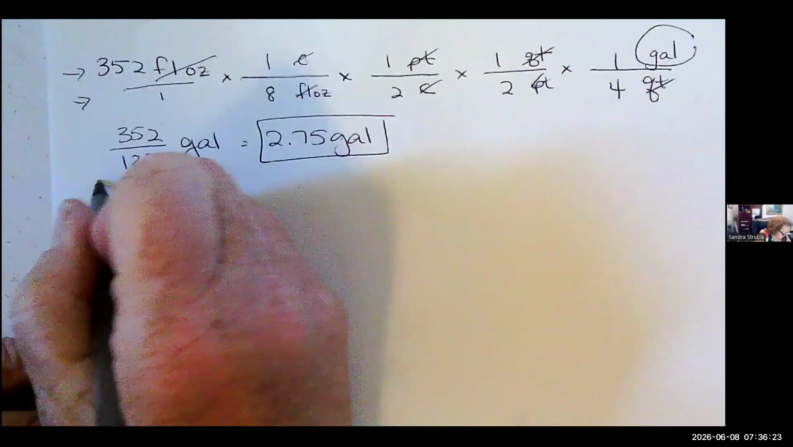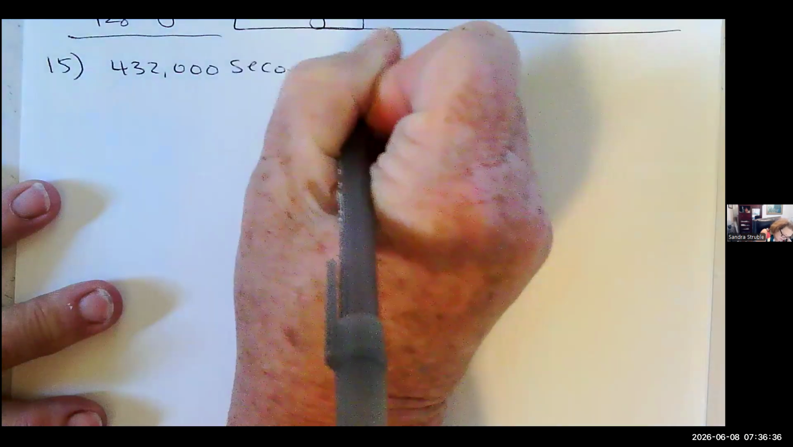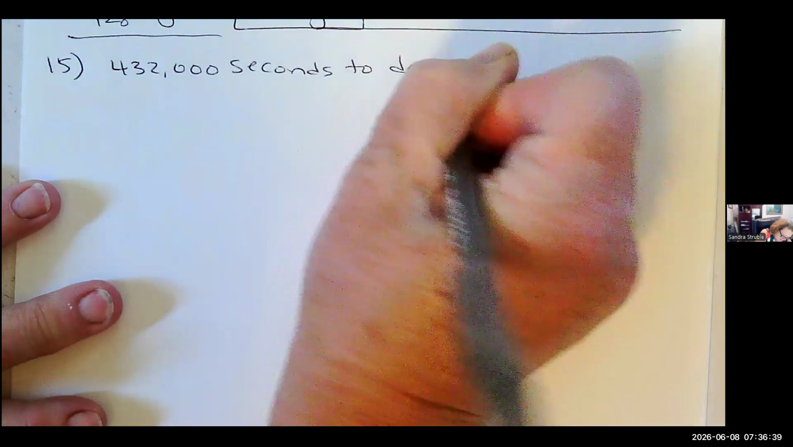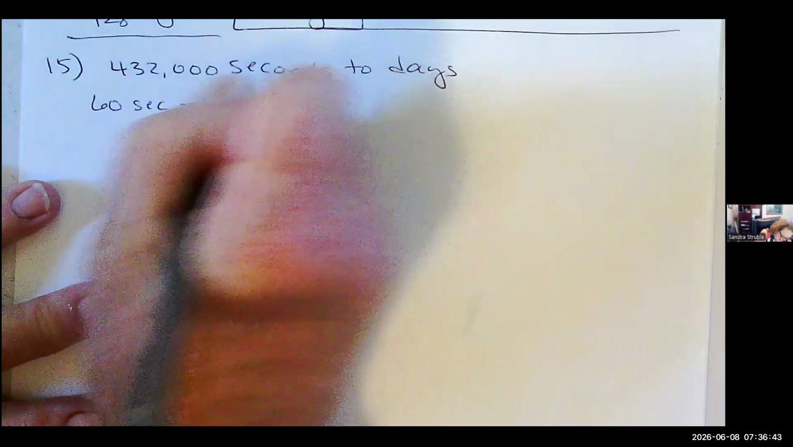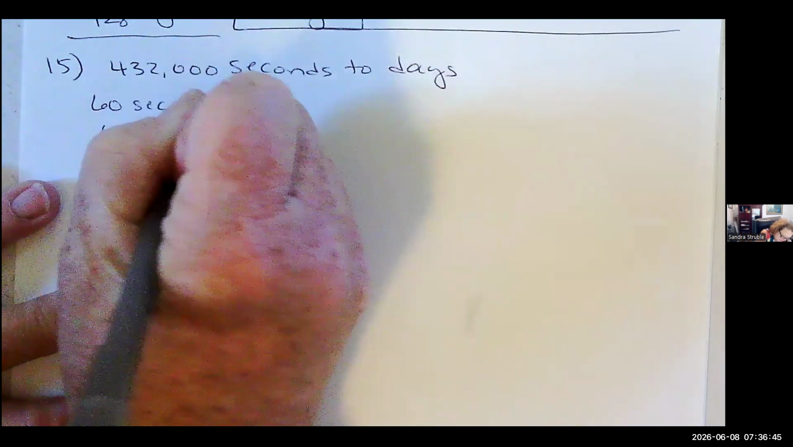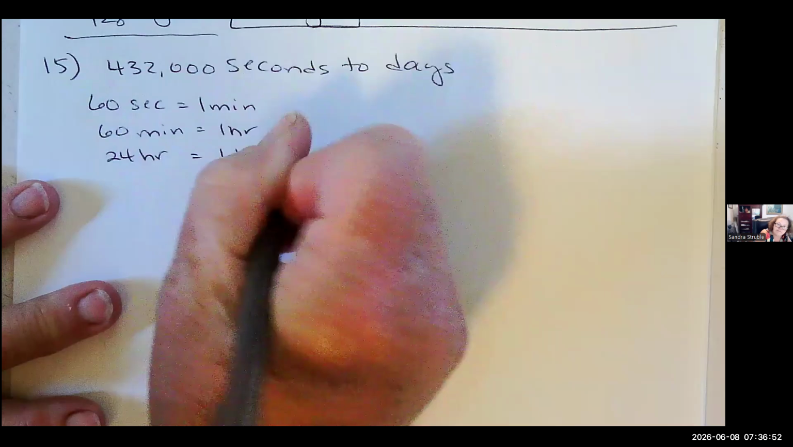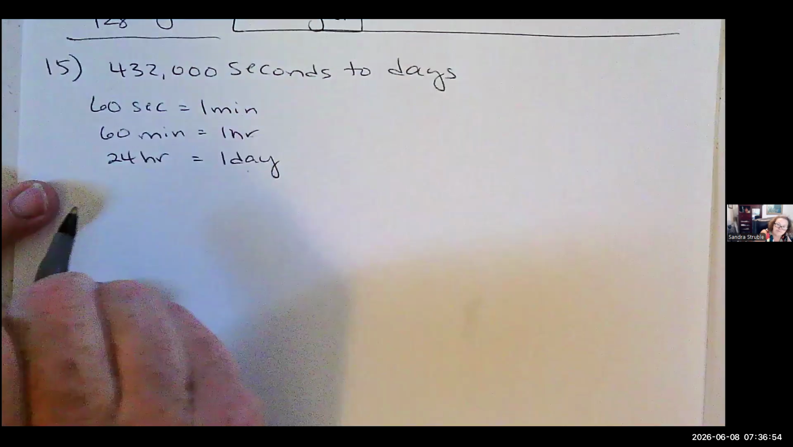All right, the next one is number 15. We're going from 432,000 seconds, and we're going to days. Okay, well, there's 60 seconds in a minute, 60 minutes in an hour, and 24 hours in 1 day. That is how we get from seconds to days. We're going to use these conversions.